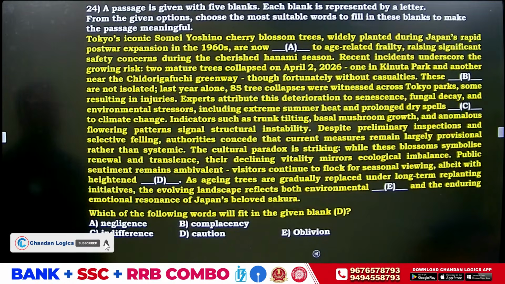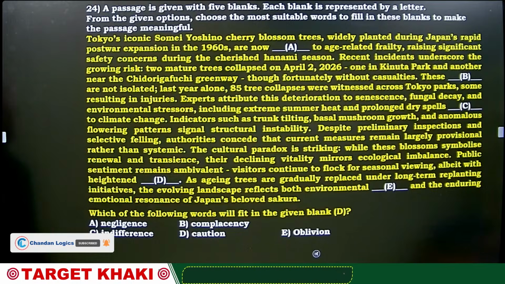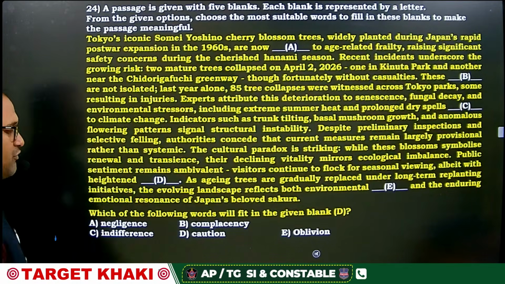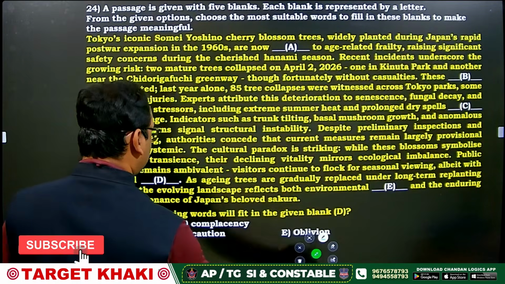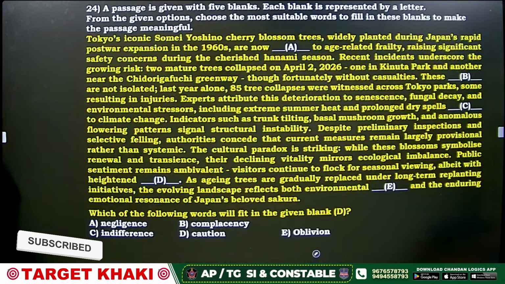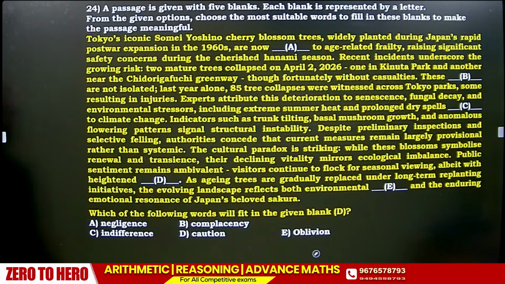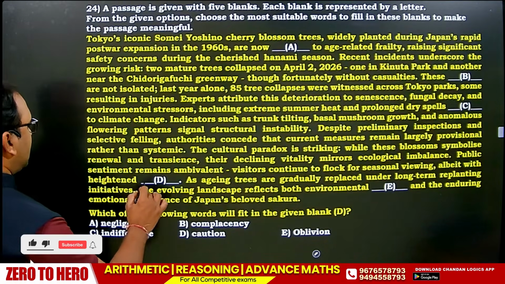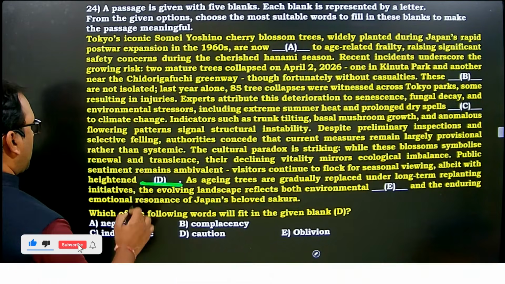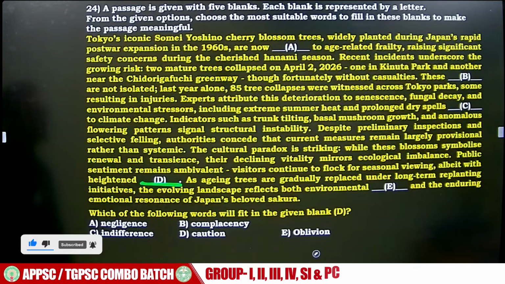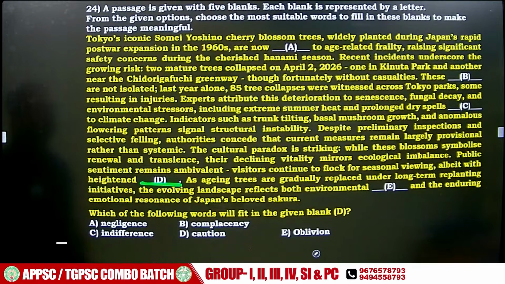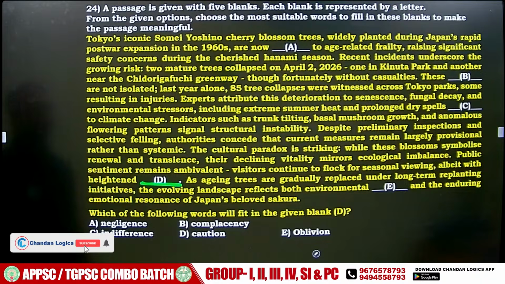Can you find the 24th answer? Height and dash. What is this? Can you find the answer 24?